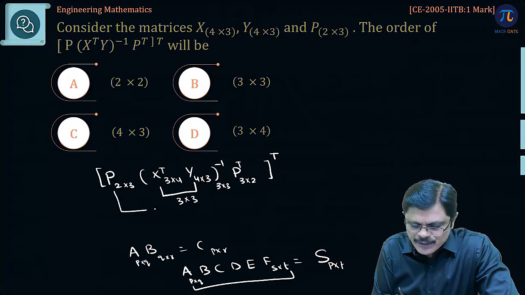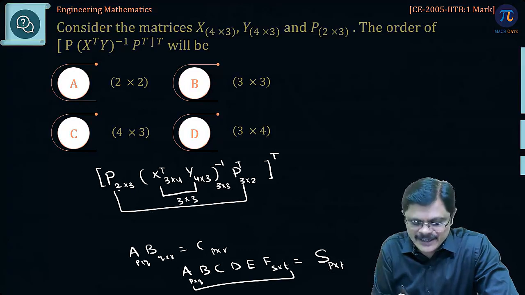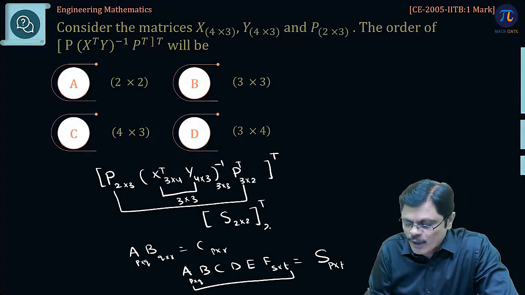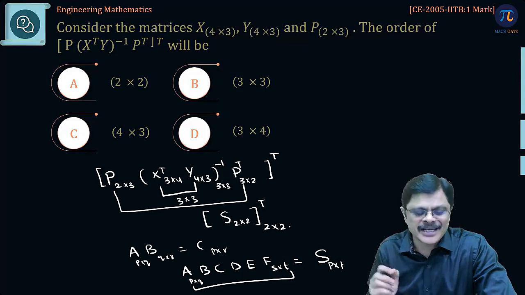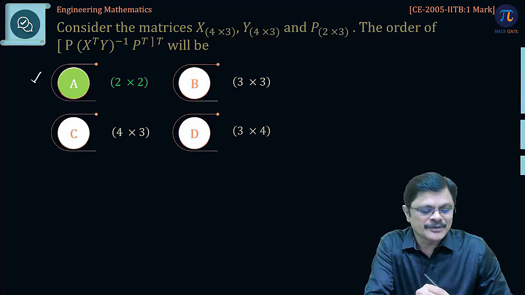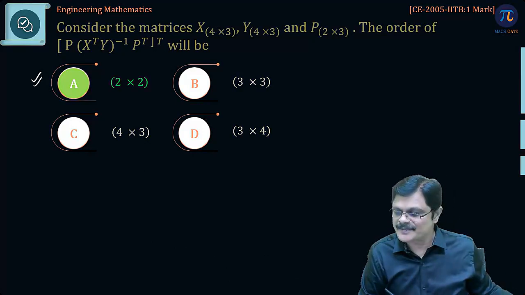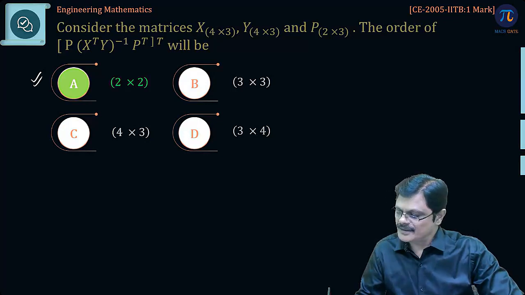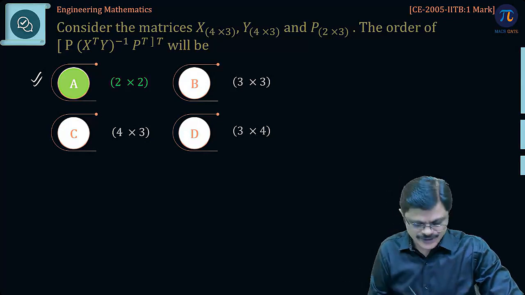Here we just need to consider the product of these two finally. Whatever solution matrix you are going to get, that would be of order 2 by 2. And when you take the transpose of it, the order would still be 2 by 2. He's just asking what is the order of the matrix. The order of the matrix is 2 by 2. So that is the solution, my dear friends.